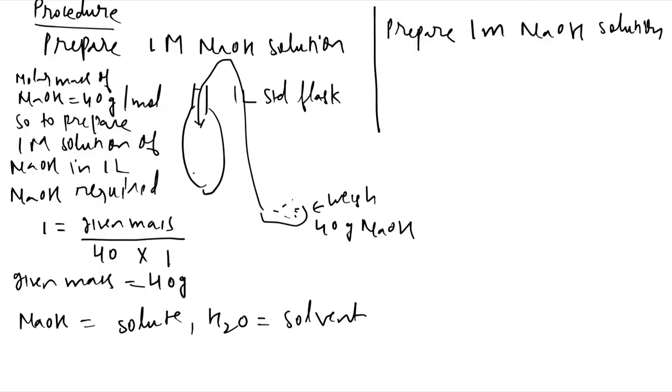And to this we are going to add NaOH, and then initially add a little bit of water. A bit of water to this, and then we are going to shake it, mix it properly, and then fill the rest of the water. We don't know the exact amount of water we are going to add, we just need to fill it till this mark, and this will give us the total solution.